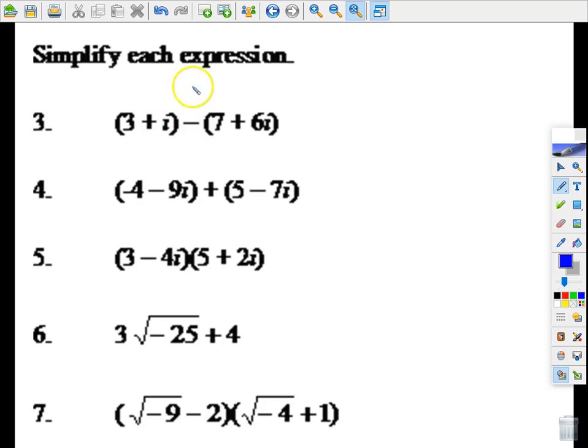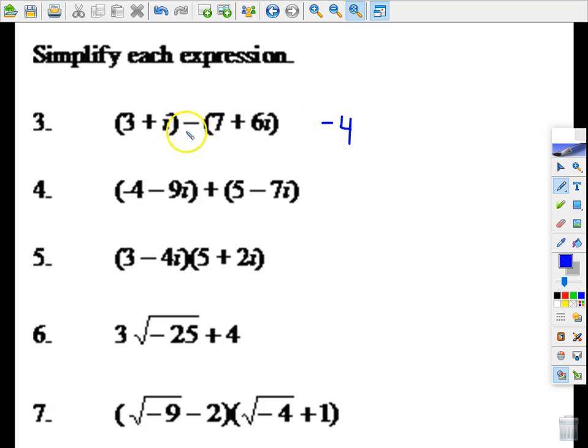Some of the things I notice on tests like this is on problems like number 3, I end up seeing people that use multiplication here. They use FOIL. Well, the only time we use FOIL is if we're multiplying either binomials or, in this case, 2 complex numbers. So remember, this is subtraction. So subtract the real number parts. The real number part of a complex number is the first number. So 3 minus 7 is -4.